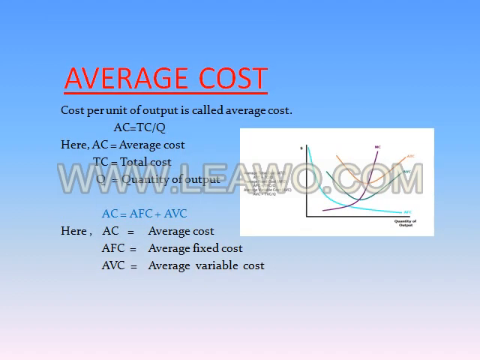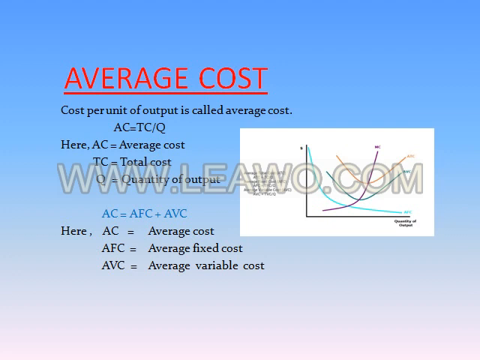Average cost. Cost per unit of output is called average cost. It is also called unit cost of production. AC is equal to TC upon Q. Here, AC is equal to average cost, TC is equal to total cost, and Q is equal to quantity of output.